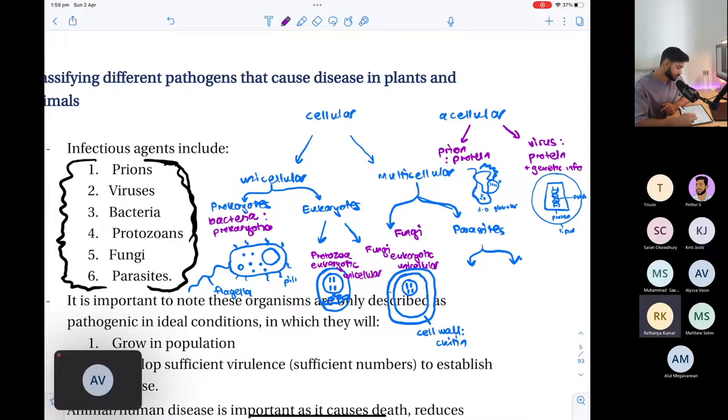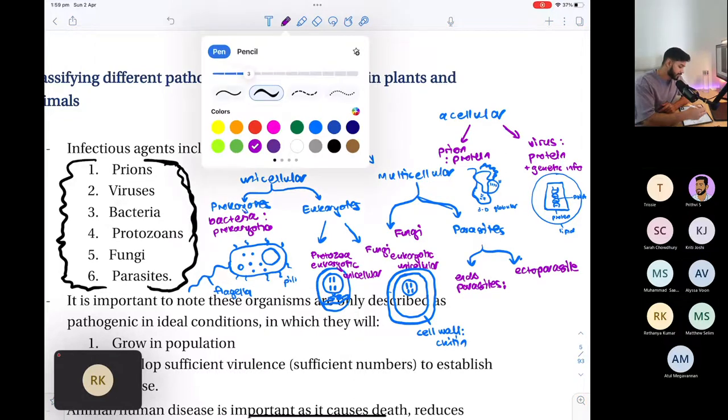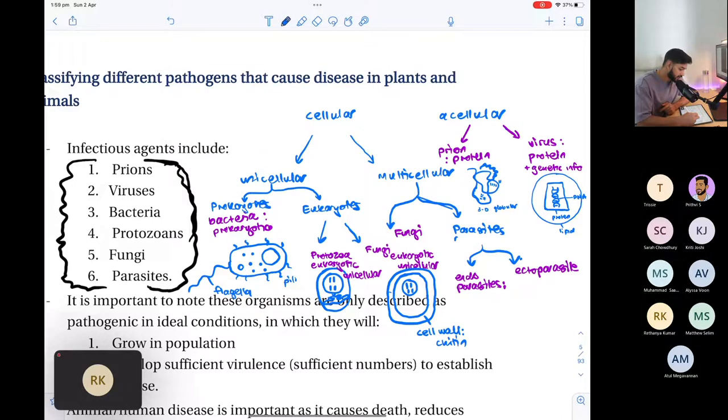There's ectoparasites and endoparasites. Good. Ectoparasite, endoparasite. Okay, good. So endoparasites are usually helminths. So these are macroscopic. So when we say the word parasite, everyone, we're talking about macroscopic parasites.